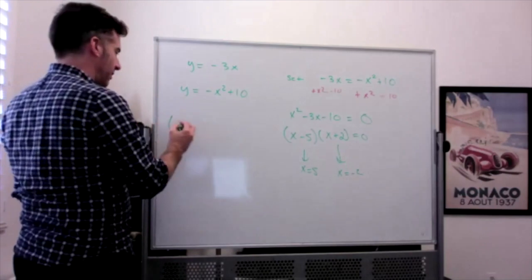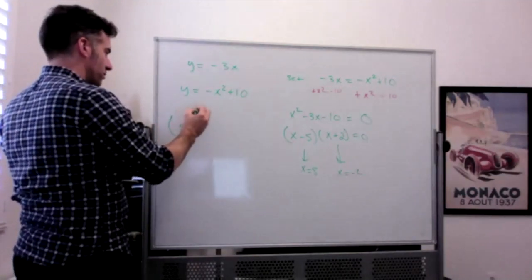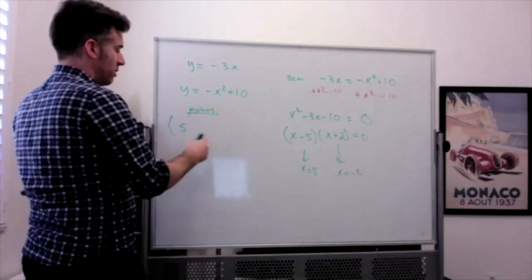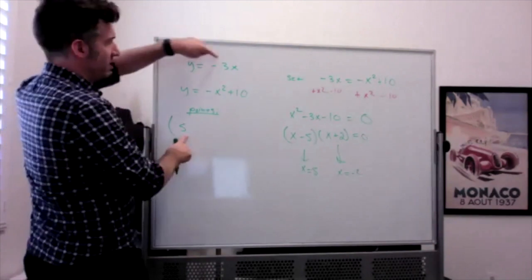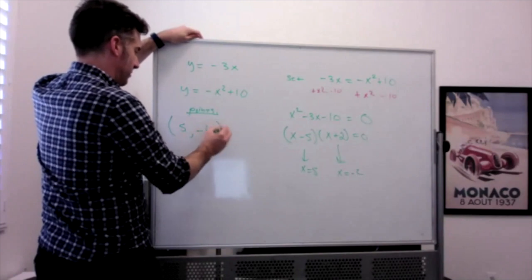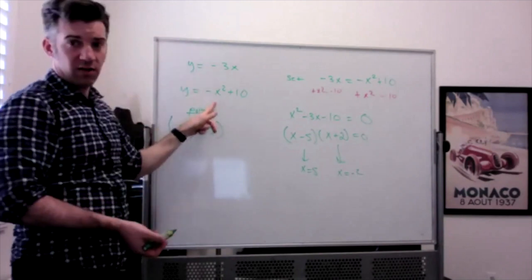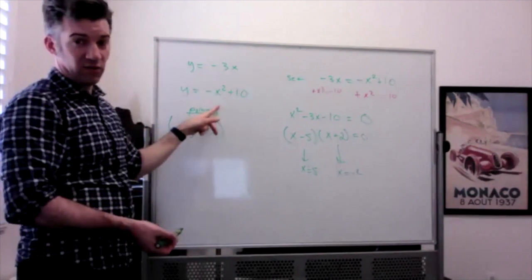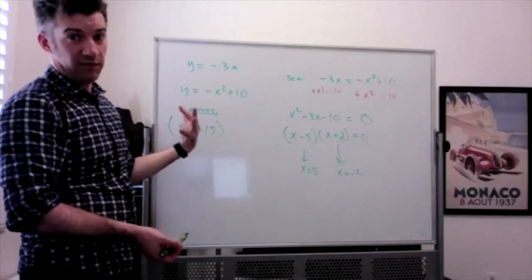If x is 5, my point is going to be, well, if x is 5, y is going to be negative 3 times 5, which is negative 15. You could also plug it in here. Negative 5 squared is negative 25, plus 10 is negative 15.